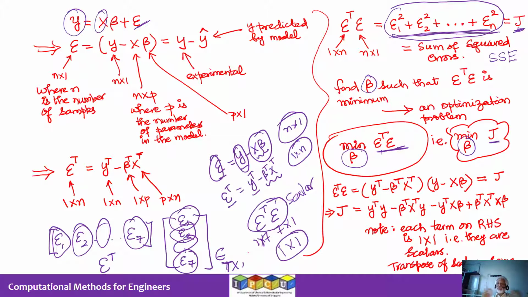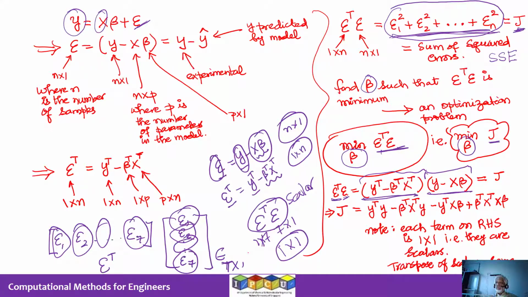Now, let's proceed further. I can now write epsilon transpose epsilon using the original symbols Y, X, beta, etc. So we know epsilon transpose is this. We have written it earlier. And epsilon is this. So epsilon transpose epsilon is this entity multiplied with this entity. This is a row vector and this is a column vector. And we know epsilon transpose epsilon, we have called it J.